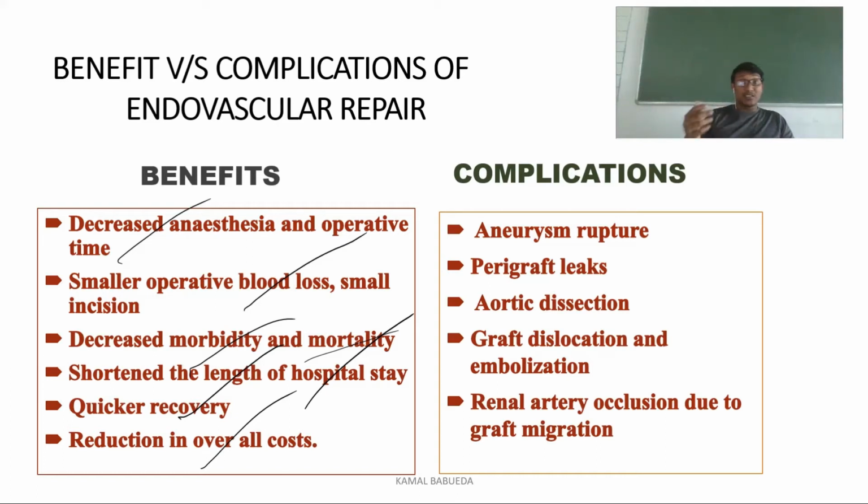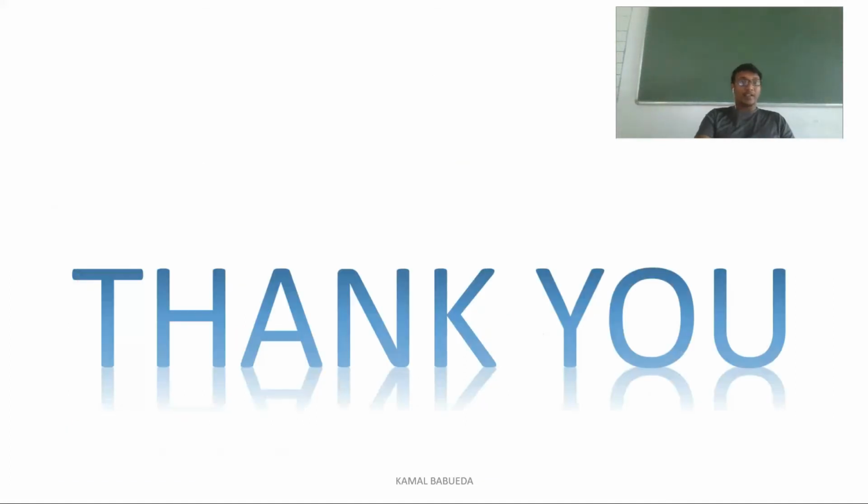Coming to the complications, there are chances for the aneurysm to rupture, and even though the graft is placed, there are chances of perigraft leak, and sometimes aortic dissection. There are more chances for dislocation and embolization, and renal artery occlusion may occur due to graft migration. So these are some of the complications of endovascular repair.